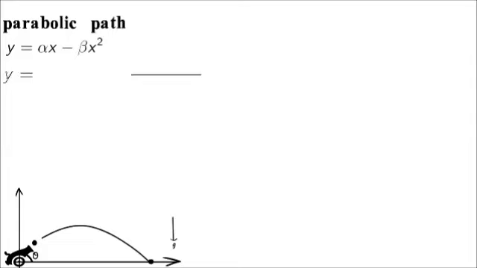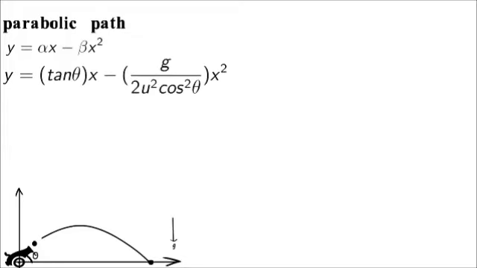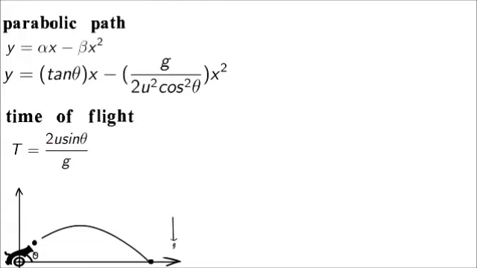Our equation then becomes as shown. The time of flight of our ball will be given by this equation, which can be obtained by equating the net vertical displacement to 0.